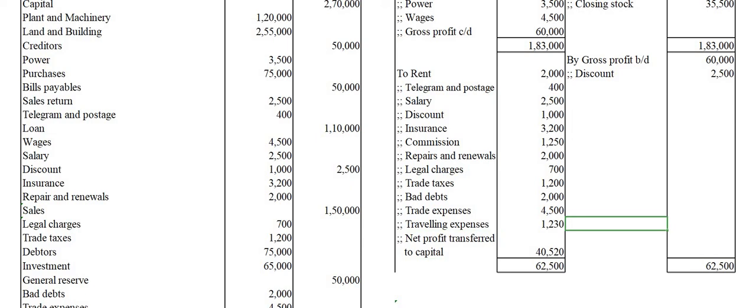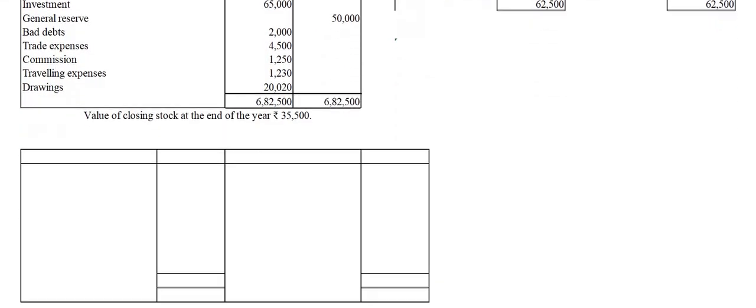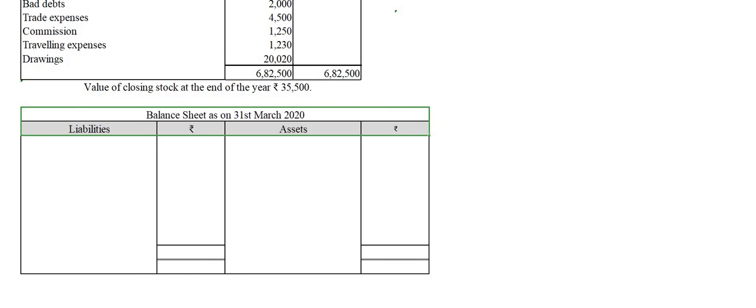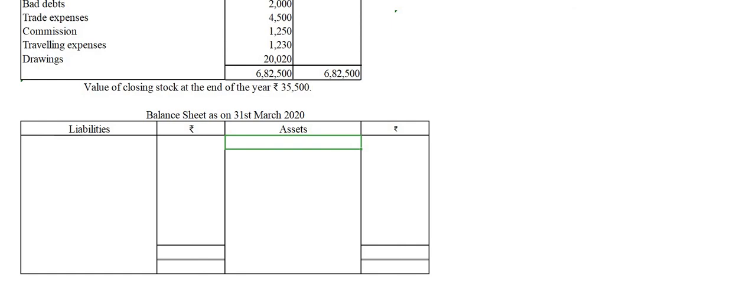Net profit transferred to capital, 40,520. Now let us see how to show these items in the balance sheet. Many other items are left here. That means we have left all the assets and liabilities, and we have to include all the assets and liabilities here. Let us start with the assets.